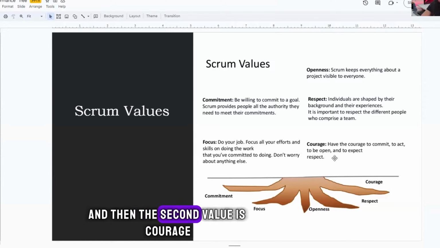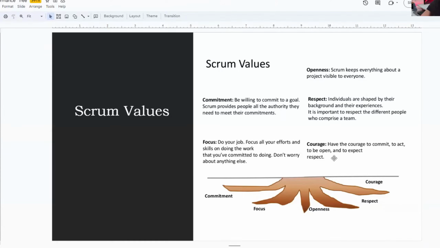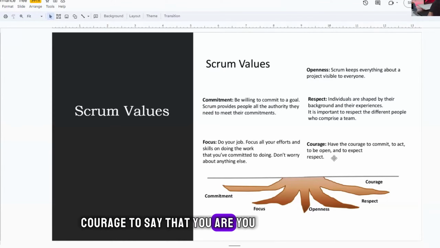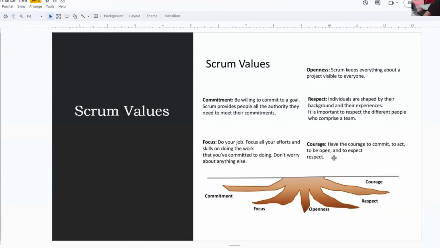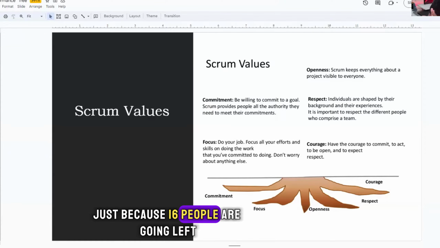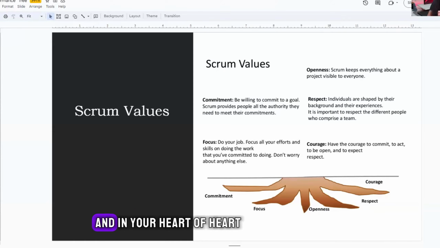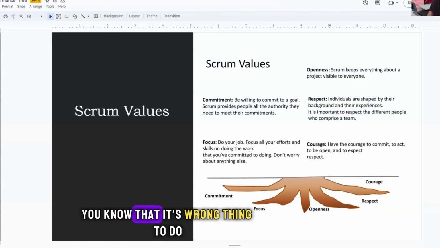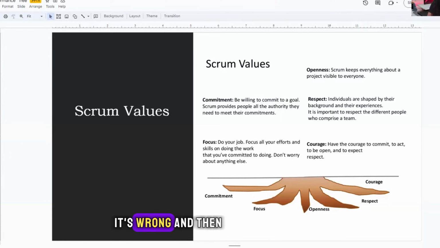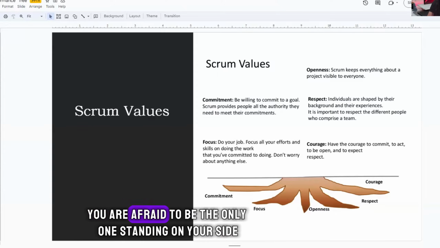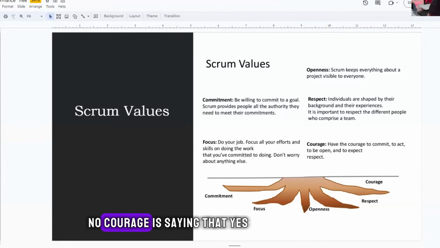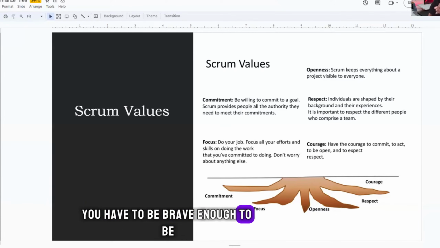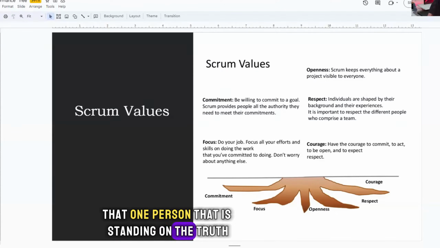And then the second value is courage. Courage to say that you are brave enough to challenge the status quo. Now, we are 17 on this call. Just because 16 people are going left, and in your heart of hearts you know that it's the wrong thing to do, and you are afraid to be the only one standing on the other side. No. Courage is saying that, yes, you have to be brave enough to be that one person standing on the truth, no matter what.